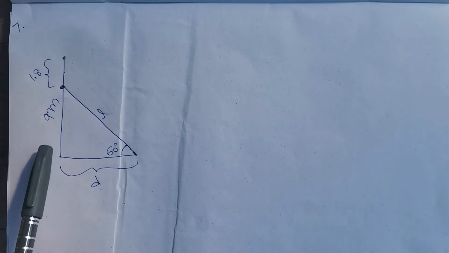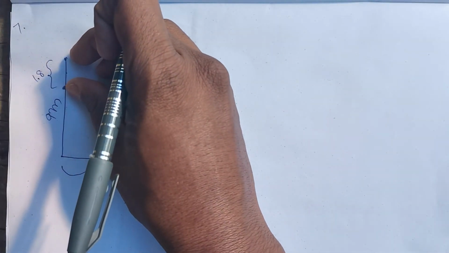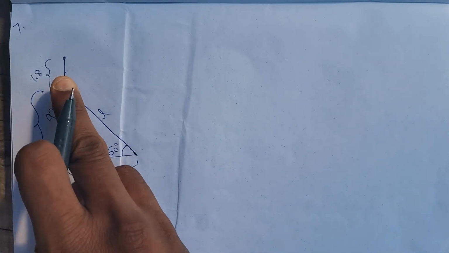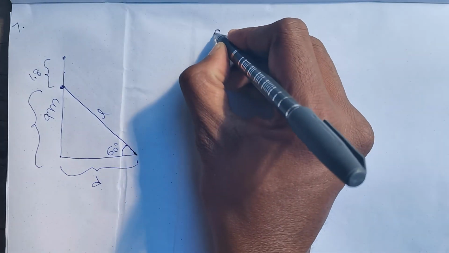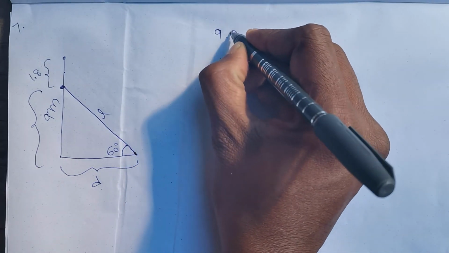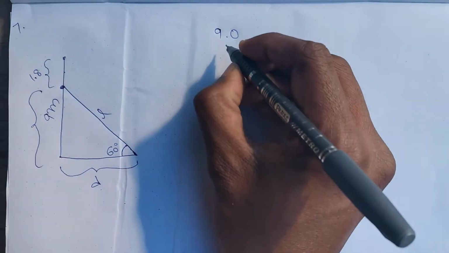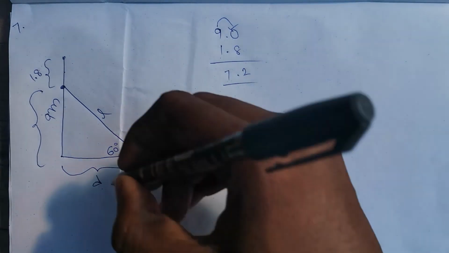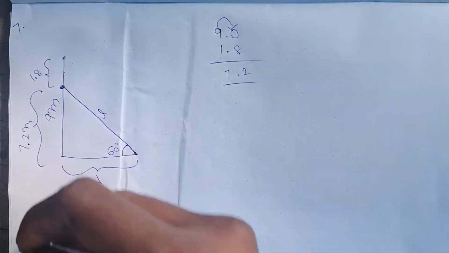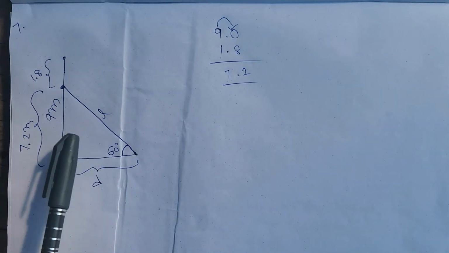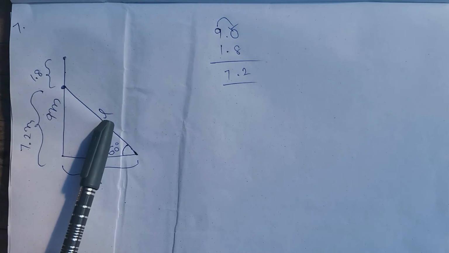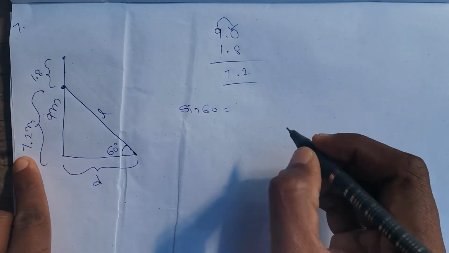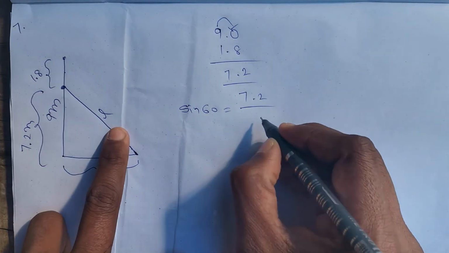Total pole height is given as 9 meters, but he got down 1.8 meters. Then what about this height? Total is 9. From that we need to remove this 1.8. Total is 9, so for convenience 9.0. From that 9.0 we need to subtract 1.8. 10 minus 8 is 2, 8 minus 1 is 7, so 7.2 meters. So the remaining is 7.2 meters. Now here angle, opposite, hypotenuse. Which trigonometric ratio? Sine. So sine 60 is equal to opposite 7.2 by hypotenuse L.